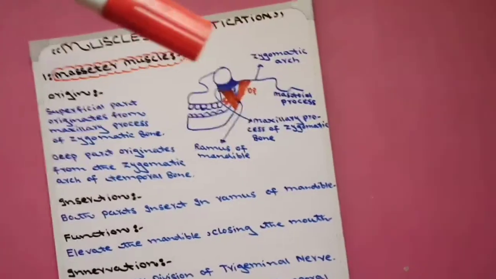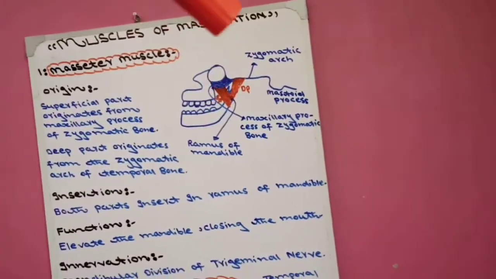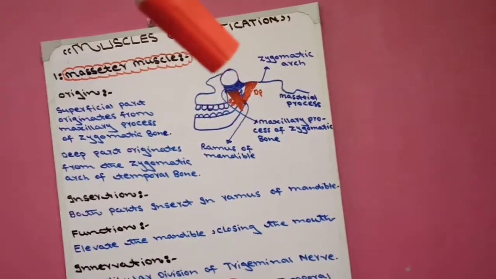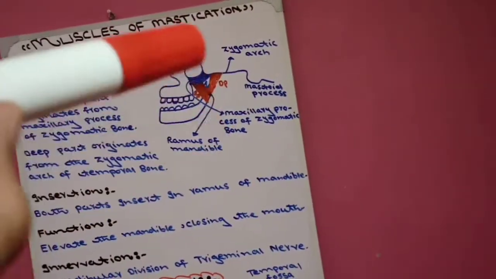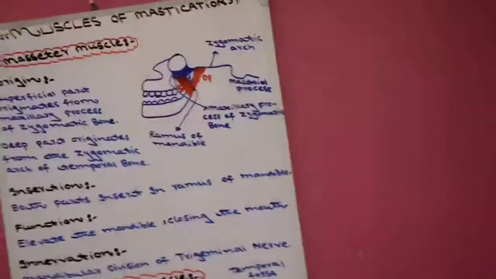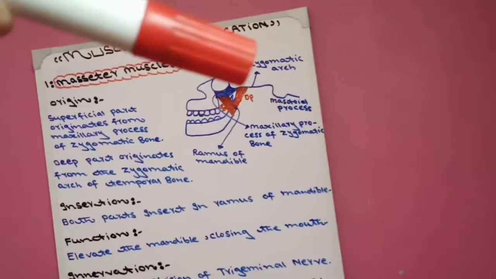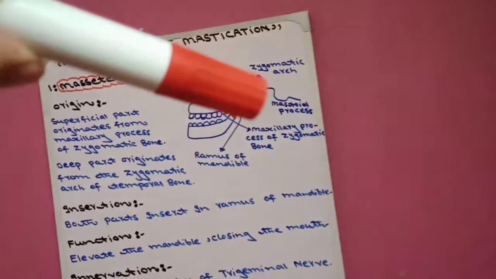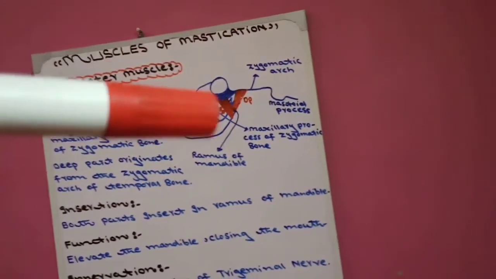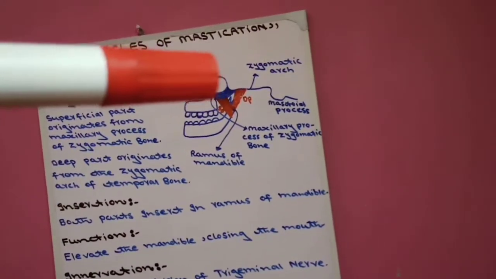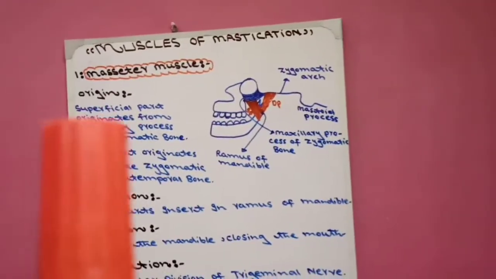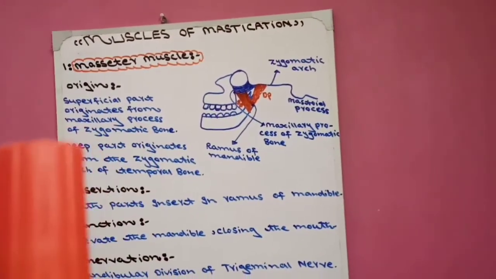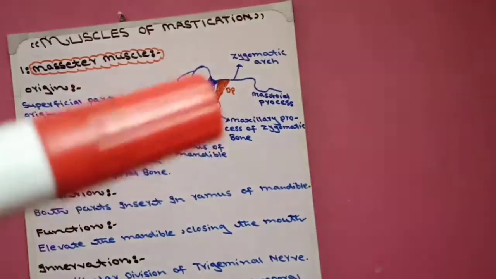And because the muscle fibers are present vertically, the action of the masseter muscle is to elevate the mandible, to close the mouth. And because it is attached to the mandible, the innervation of the masseter muscle is from mandibular division of trigeminal nerve.